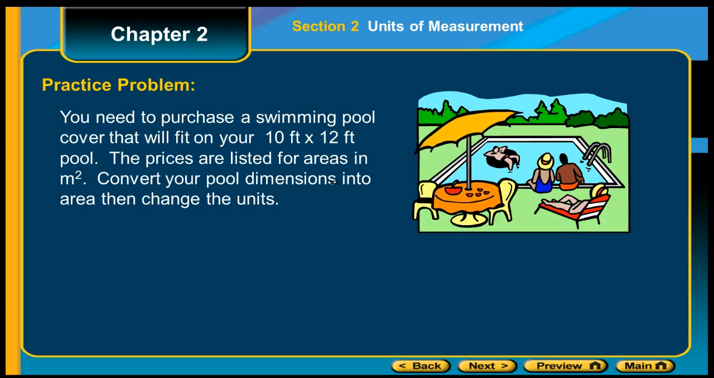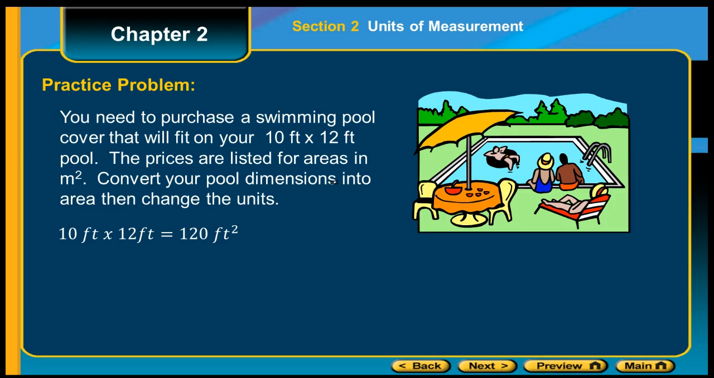Alright, so why would you need to do this? Here's a sample problem. If you were looking at a swimming pool and you wanted to know how much area your pool would cover, you could do a conversion. It's saying if you need to purchase a swimming pool cover that will fit your 10 by 12 foot pool, but the prices are listed for areas in meters squared, you'd need to convert your dimensions of foot squared into meters squared, and then you could figure it out. So what would you need to know? Well, we need to know how to go from feet to meters, and then we need to apply the squares.